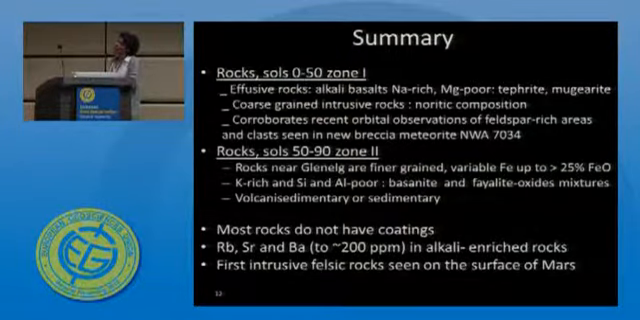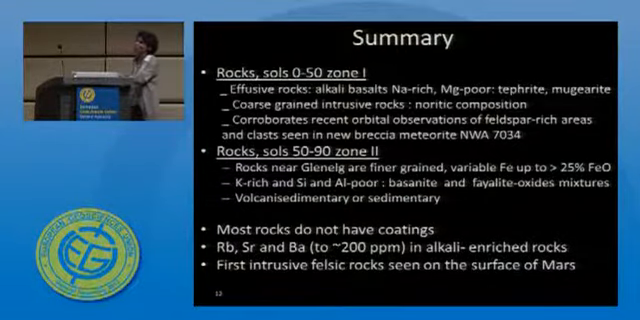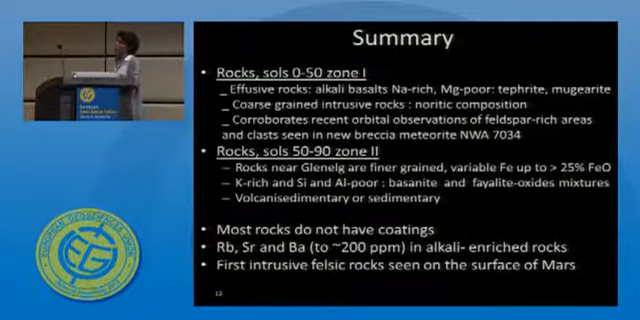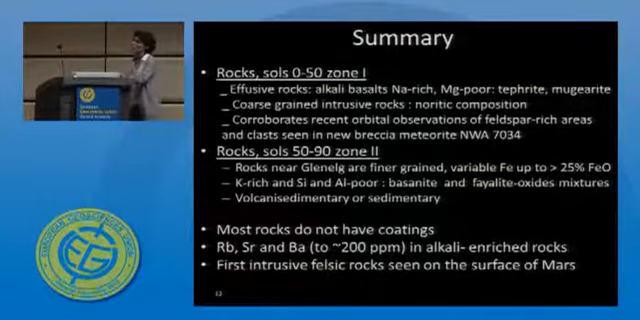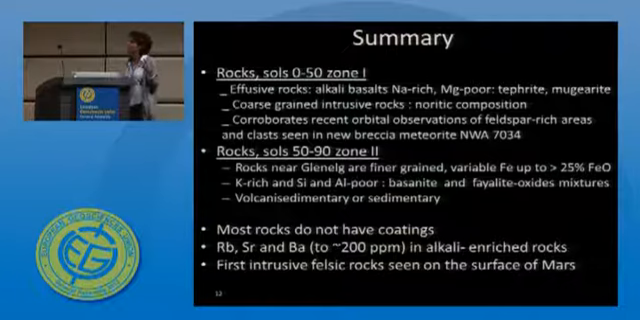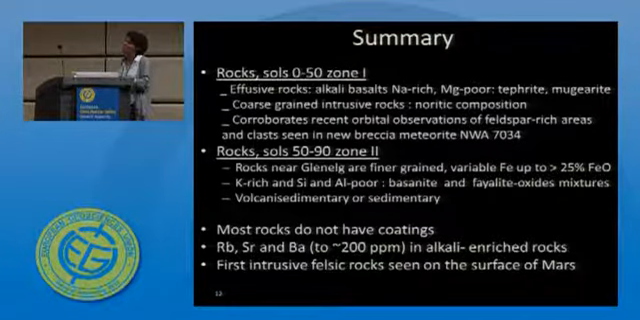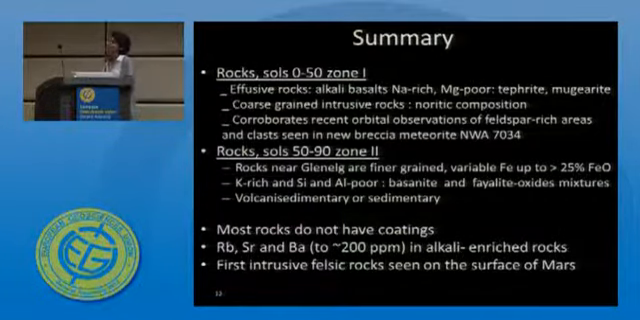To summarize, most of the rocks we have analyzed so far have no coating. We were able as well to measure trace elements like rubidium, strontium, and barium, which allow us to classify the feldspar mineralogy we analyze. For instance, strontium indicates a more anorthitic type of feldspar, whilst barium indicates a more potassium-rich type of feldspar. And we may say we may have found the first intrusive felsic rocks and analyzed them directly on the surface of Mars. So thanks for your attention.